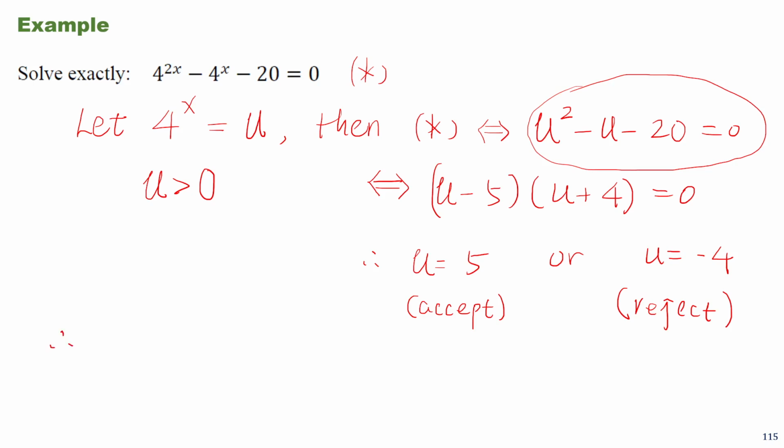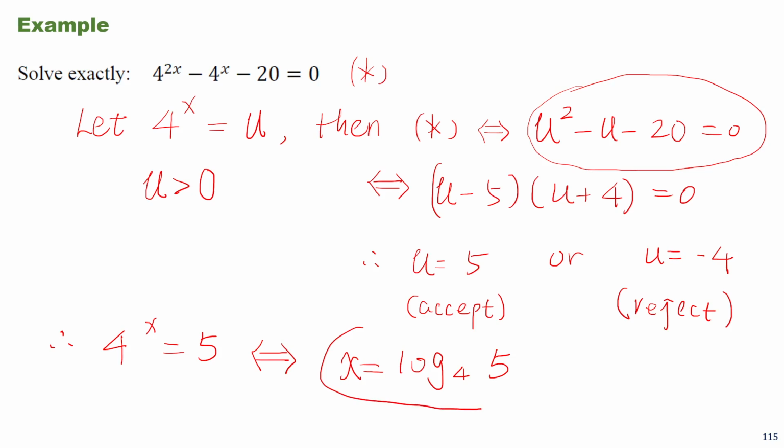And therefore, if u equals 5, we have 4 to the power of x equals 5. And that means, remember, we can rewrite this as a logarithmic expression, right? That means x equals log base 4 of 5. So that's your solution: x equals log base 4 of 5, right?